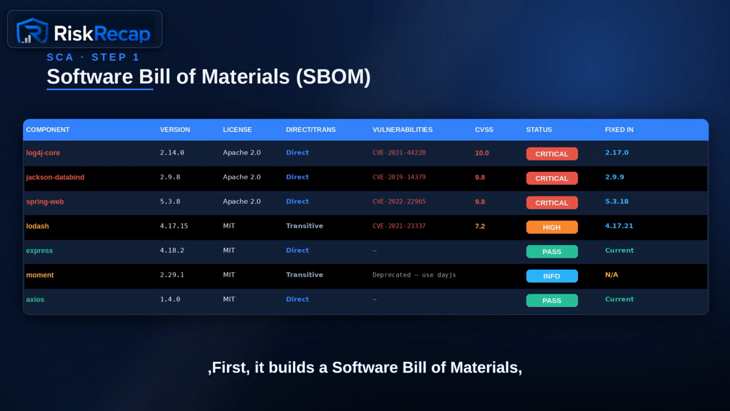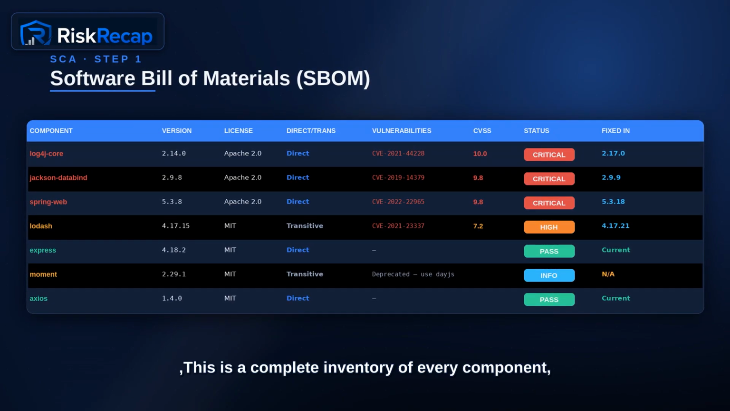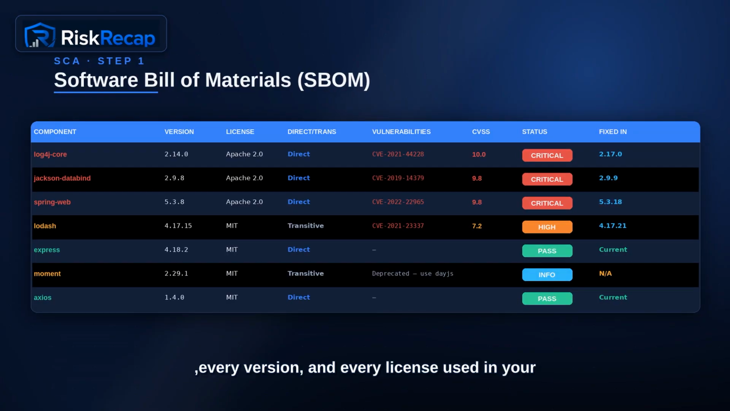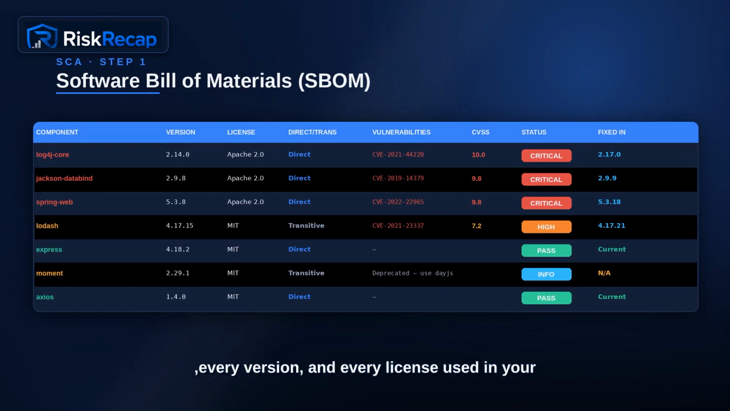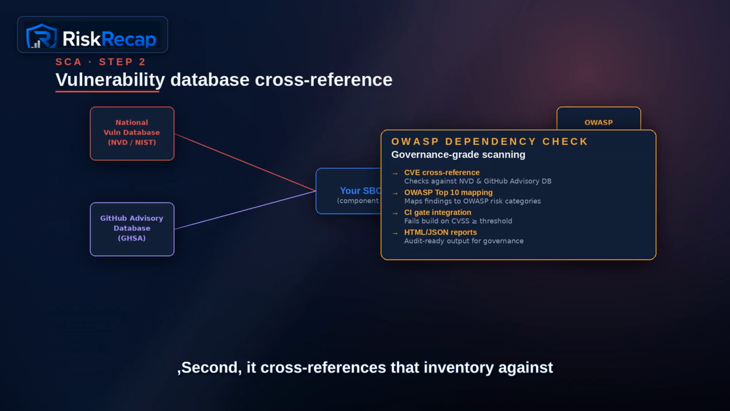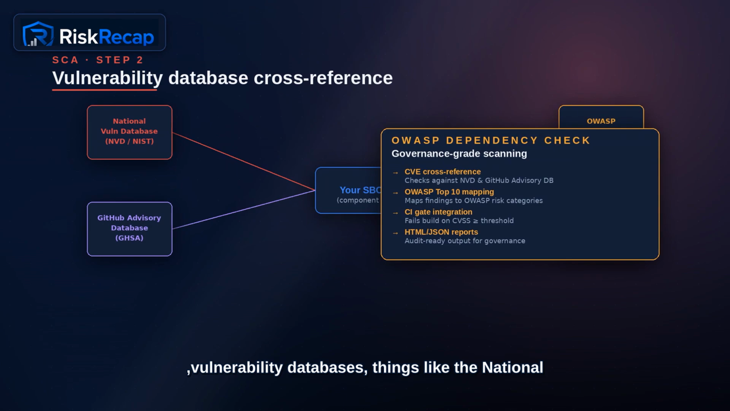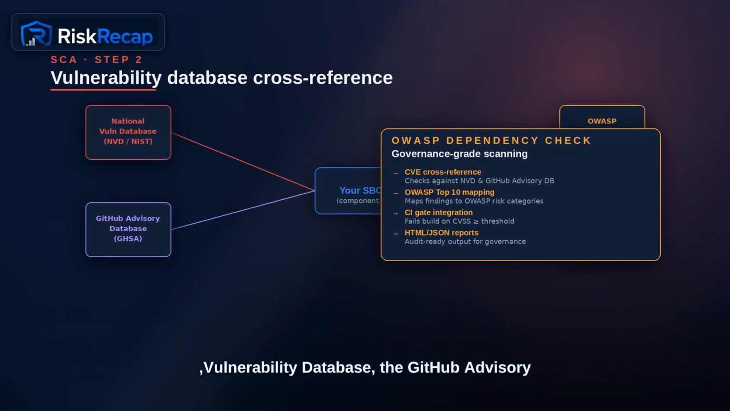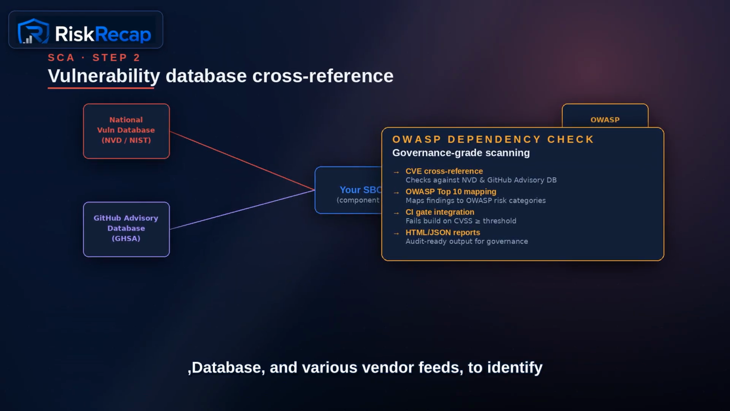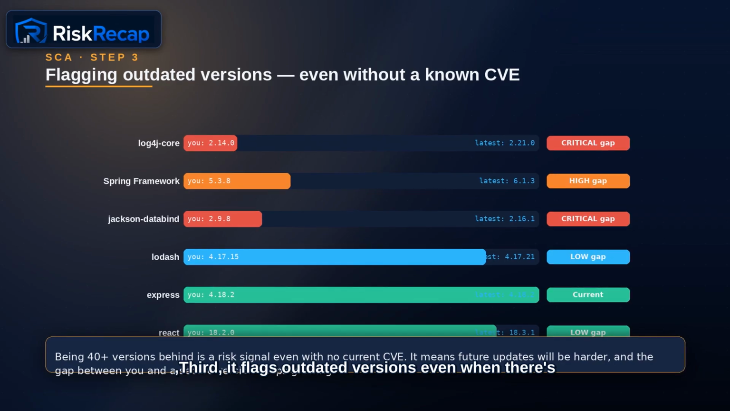First, it builds a software bill of materials, often called an SBOM. This is a complete inventory of every component, every version, and every license used in your application. Second, it cross-references that inventory against vulnerability databases. Things like the National Vulnerability Database, the GitHub Advisory Database, and various vendor feeds to identify known vulnerabilities.